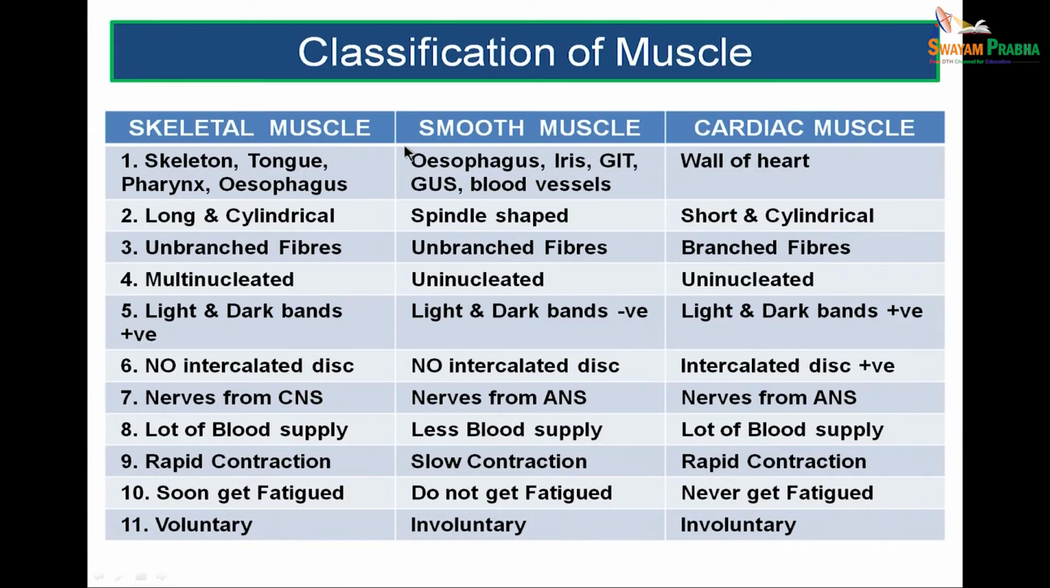If we compare the three types of muscle, skeletal, smooth and cardiac, we see where they lie. Skeletal muscle lies in the body skeleton as well as in places like the tongue, pharynx and esophagus. Smooth muscle lies also in the esophagus, the iris, gastrointestinal tracts, genitourinary tracts and blood vessels. Cardiac muscle lies only in the heart walls. The structure in skeletal, they are long and cylindrical, whereas in smooth muscle they are spindle shaped. In cardiac they are short and cylindrical.